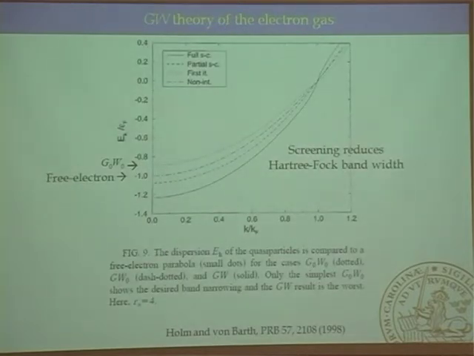So this is what happens when we do GW for the electron gas. We start from the free electron, and if we do just a one-shot GW, we get a band narrowing of the occupied part of the band. So the screening reduces the Hartree-Fock bandwidth a lot. It essentially brings back the Hartree-Fock band to the free electron band. There are also two other plots here from the self-consistency. I will come back to this later.